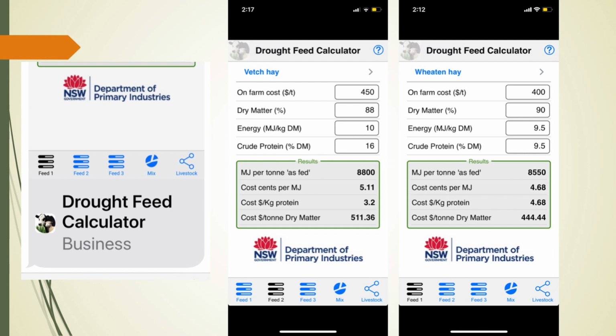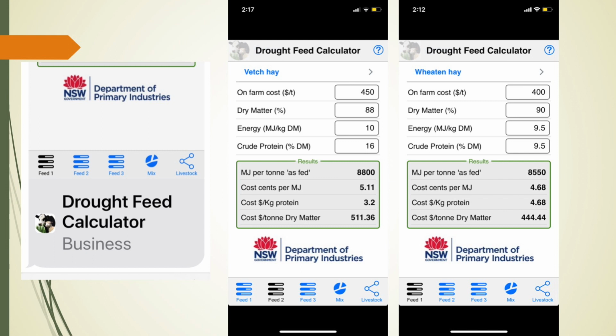You can basically download this onto your smartphone. You can put in the landed price on the farm, the dry matter percent, the energy and the protein, and you can do that on two or three different feeds, and then you can flick between the screens. And it just gives you those comparative costs. So the megajoule per tonne fed, it tells you the cost in cents per megajoule, so this one's a bit cheaper. The dollar per kilo protein, this one's more expensive in this situation. And the cost per tonne of dry matter is there as well.